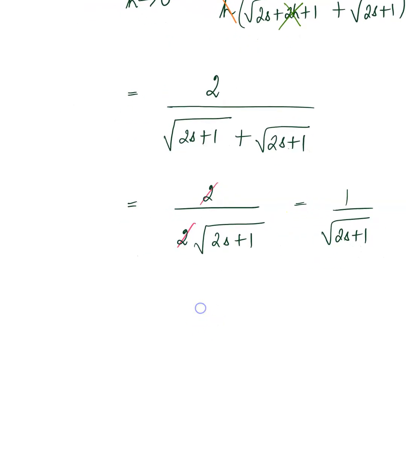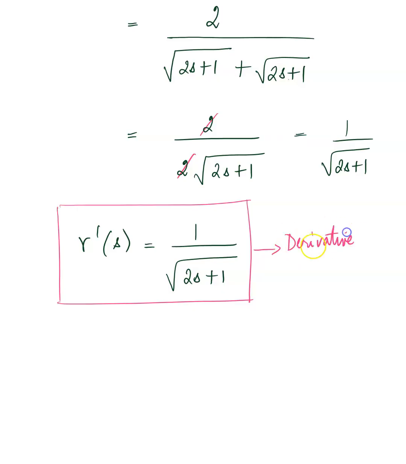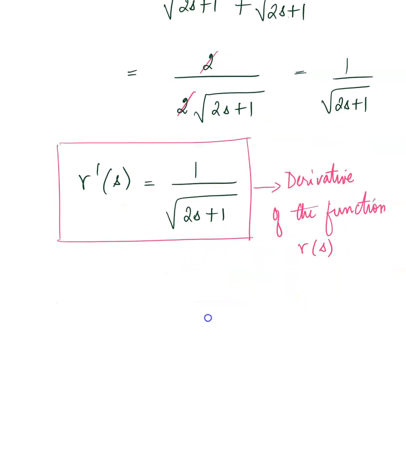Bringing all this in perspective, all this started with r prime of s, and that was 1 over square root of 2s plus 1. All right? And this was nothing but our derivative of the function r of s. We usually write f of x, but here it was r and s. All right, now we have the ones to evaluate. So first one was r prime of 0.